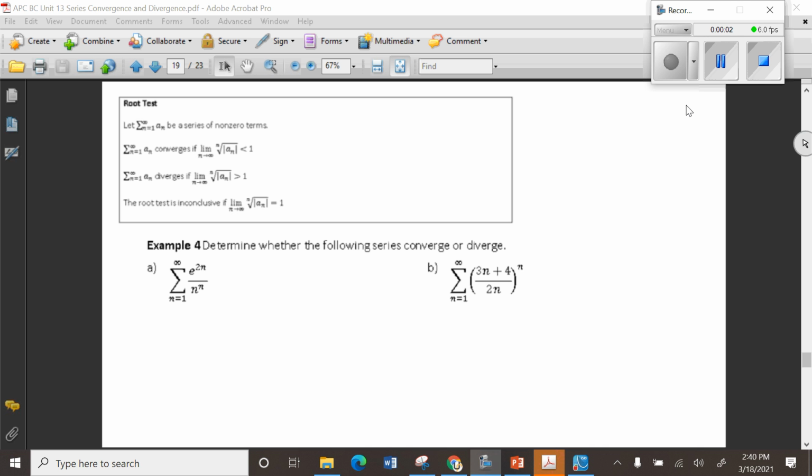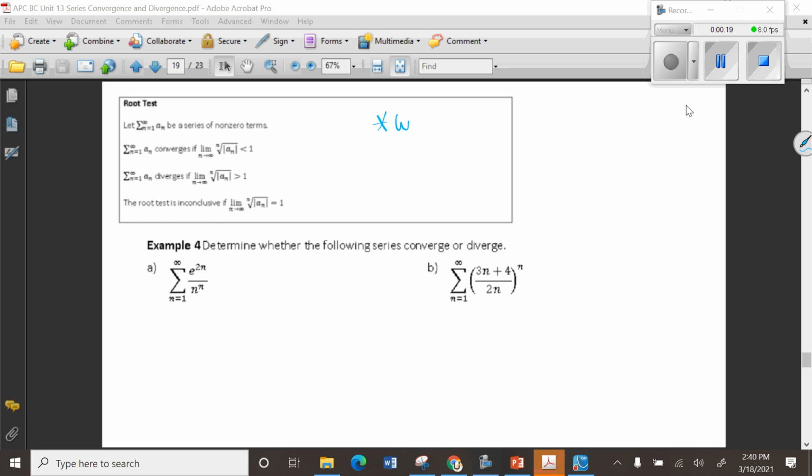The last test we're going to talk about is called the root test. This is another test that is not used too terribly often, but once I reviewed it, I really liked it. It is really, really easy, and it is good for when the whole fraction is under a single exponent.